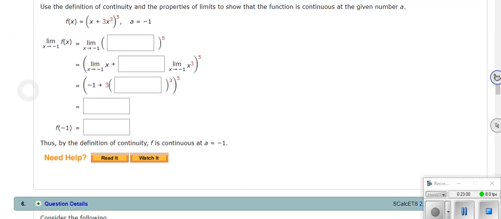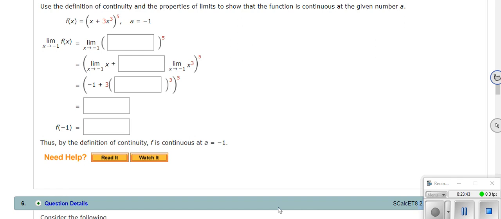Okay, so on this one, use the definition of continuity and the properties of limits to show that the function is continuous at the given number a. Now, this goes back to our limit laws that we talked about last time. They're just breaking this apart into pieces. Okay, so remember, if it's continuous at a point, then that means the limit of the function also equals the value of the function at that point.